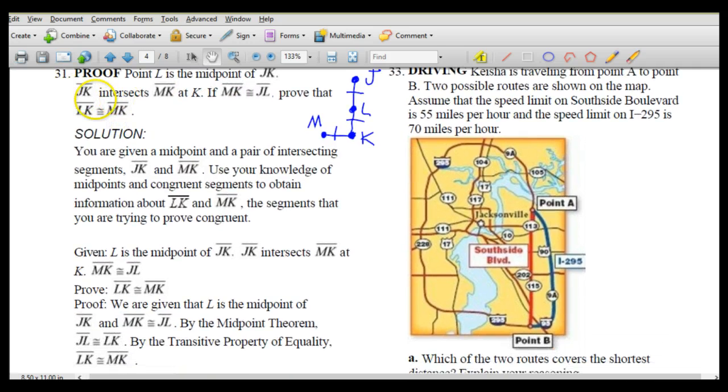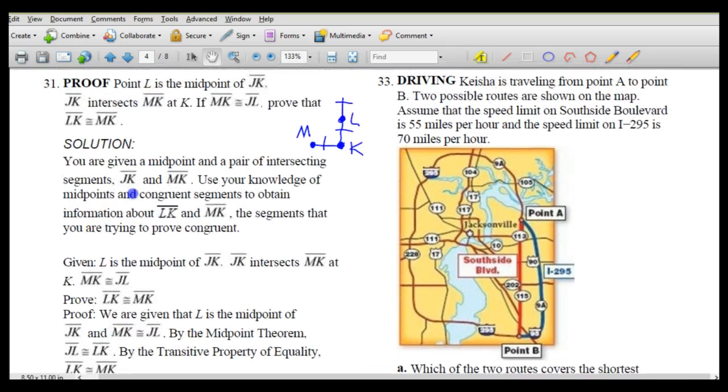So here's the plan for the proof. You're given a midpoint and a pair of intersecting segments, JK and MK. Use your knowledge of midpoint and congruent segments to obtain information about LK and MK, the segments that you're trying to prove congruent.